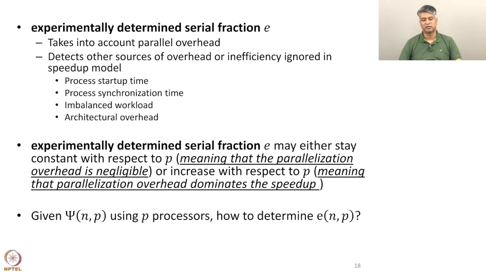You could have multiple CPU sockets on the same board, and you could have multiple GPUs as well. So, there is no guarantee that the experimentally determined serial fraction E for the same program is going to be the same on these different architectures. E might either stay constant with respect to P, meaning that the parallelization overhead is negligible, or it might increase with respect to P, meaning that the parallelization overhead now starts dominating the speedup. So, given psi of n comma p using P processes, how do I determine E of n, p?